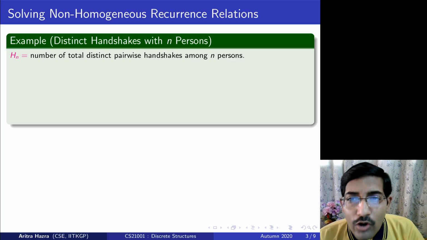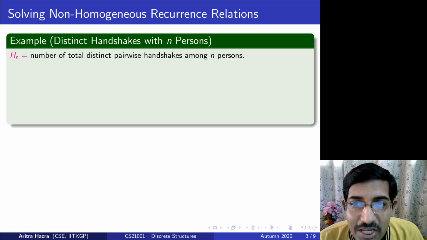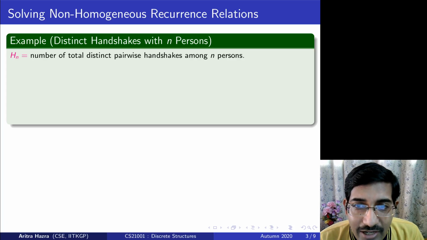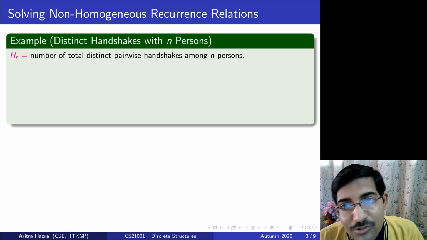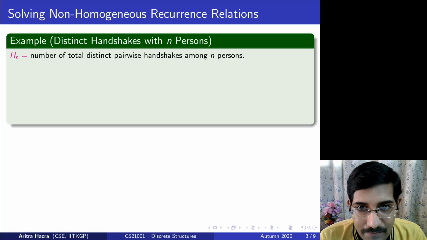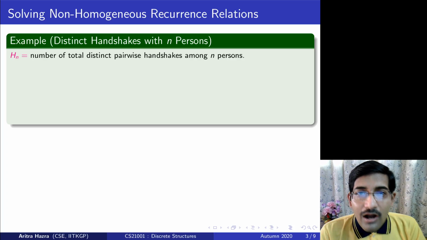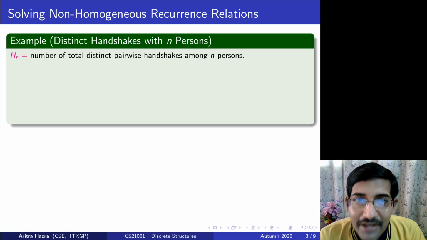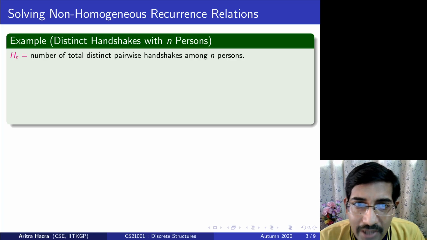So, if you draw a graph of nodes with the person and the edges as the handshaking being done, you will see there will be nC2, that is n into n minus 1 by 2 number of such kind of edges. So, how can we determine this number by recurrence? What happens when an nth person comes inside a party?